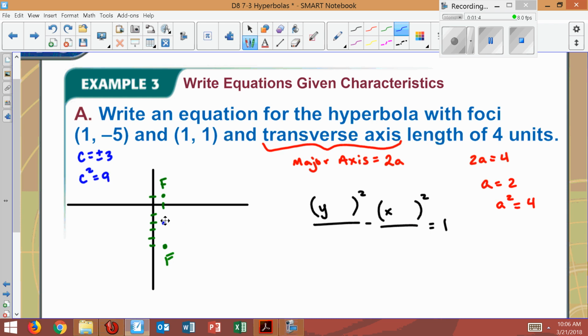So our center is here. Well, now that I know my center, I can say, oh, this is shifted down 2 units. So I should put a plus 2 there, and I need to put a minus 1 to shift it right 1. Now we already know what a squared is. It's 4. A squared goes under the positive, so it goes there. All I need to find now is b squared.